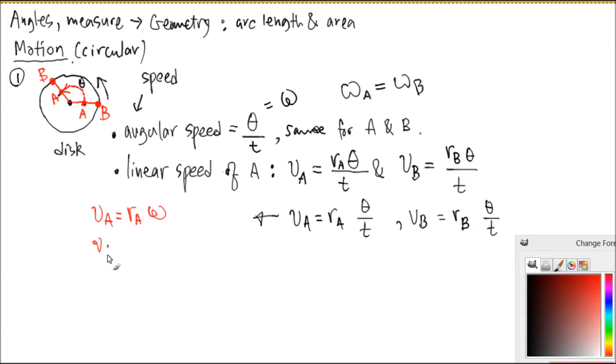How about V_B? R_B times the same omega, right? So this is the formula. This is how angular speed and linear speed are related algebraically. Make sense? Because these are speeds, you use magnitude and make sure you put the correct dimension.